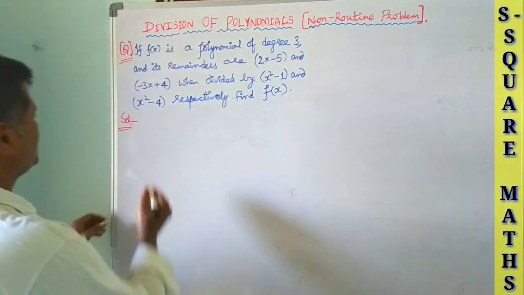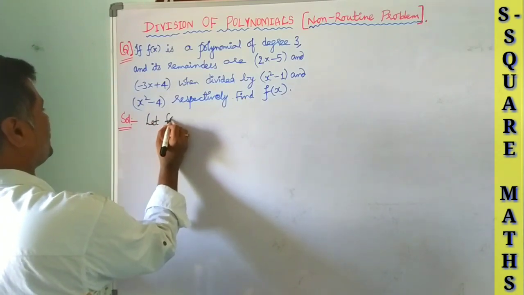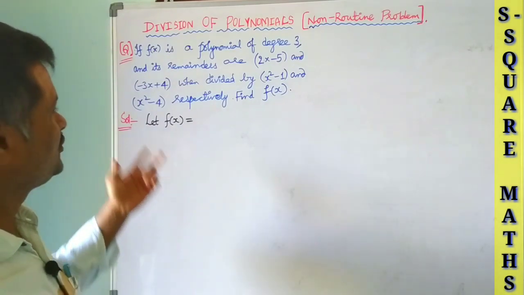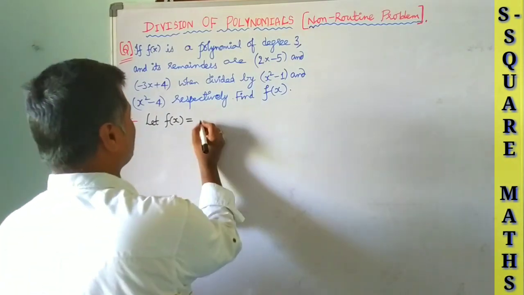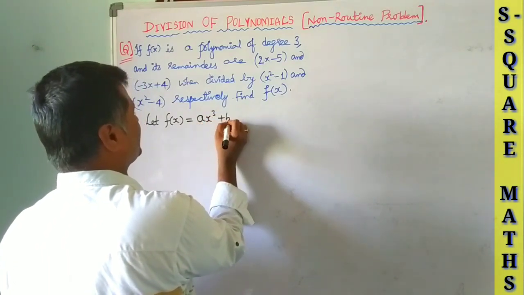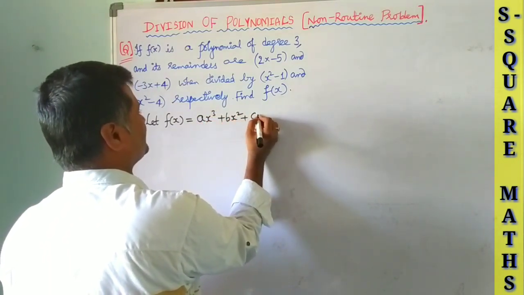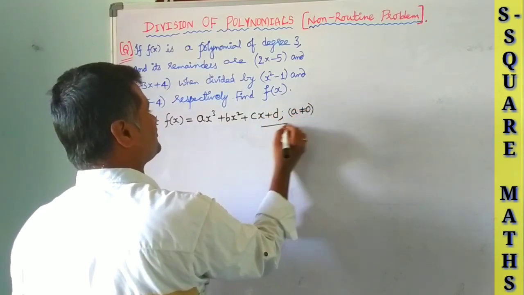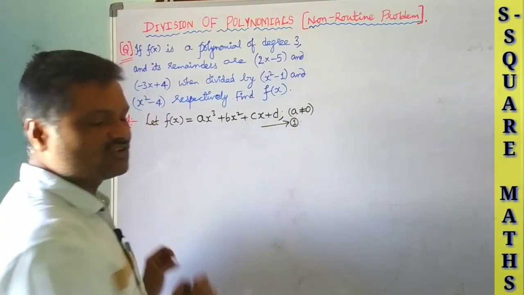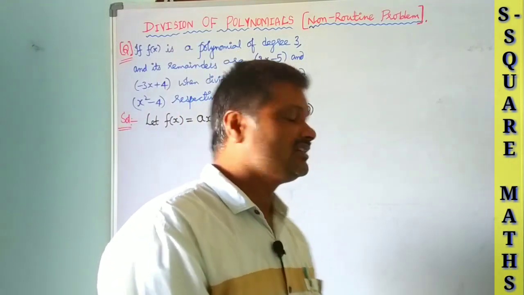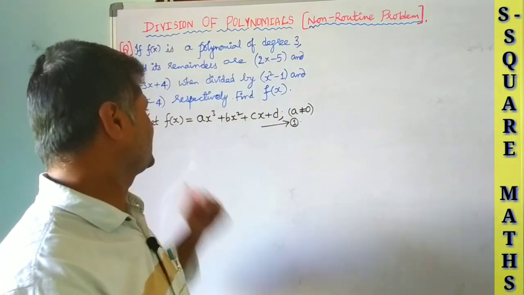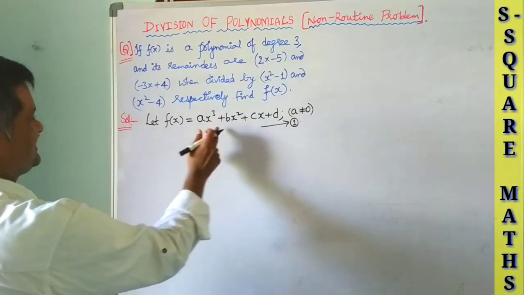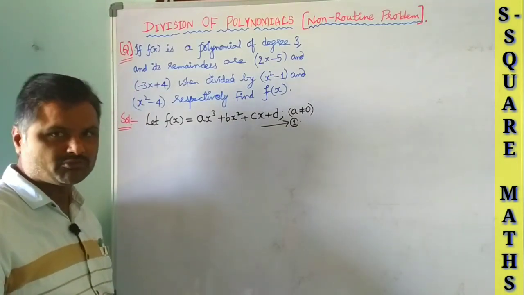Let us start now. The standard or general form of a third degree polynomial, nothing but a cubic polynomial, is given by ax cube plus bx square plus cx plus d, where our condition is a not equal to 0, where a is the leading coefficient. For f of x, the third degree polynomial, a should not be equal to 0. So this is our f of x, the cubic polynomial.